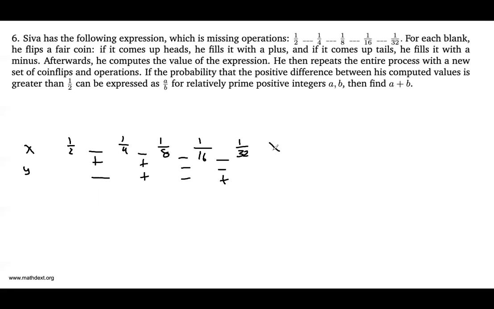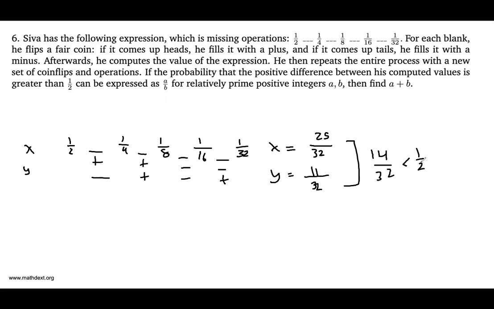then x is equal to 1/2 plus a fourth plus an eighth minus 1/16 minus 1/32. So if we write this over a common denominator of 32, we get 16 plus 8 plus 4 minus 2 minus 1, which is 25. And y would be 1/2 minus 1/4 plus 1/8 minus 1/16 plus 1/32, which is 11 over 32. And their positive difference is 14 over 32, which is less than 1/2.